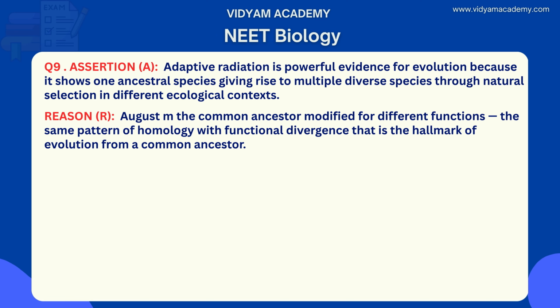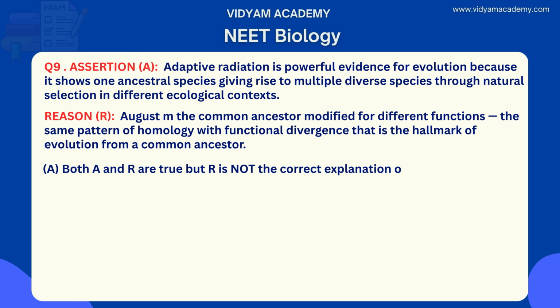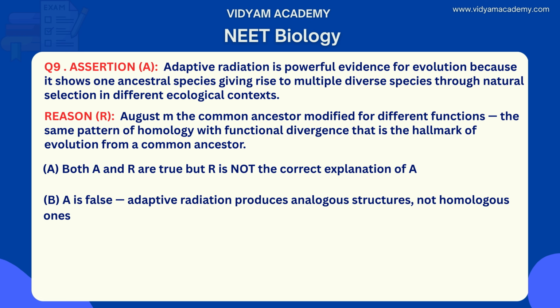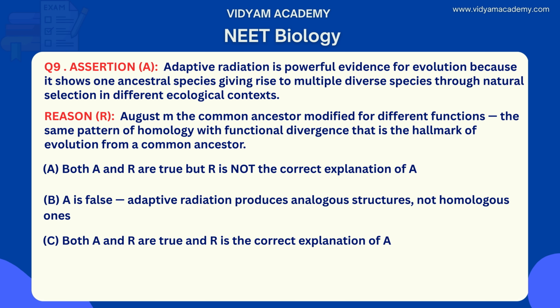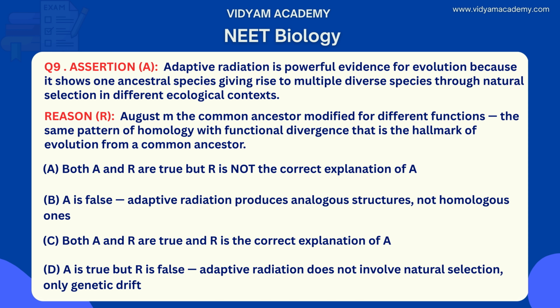So here are options A, B, C and D. Option A: both A and R are true but R is not the correct explanation of A. B: A is false, and adaptive radiation produces analogous structures, not homologous ones. Option C: both A and R are true and R is the correct explanation of A. And D: A is true but R is false. The time starts now. Guess the right answer. The right answer for this question is option C.